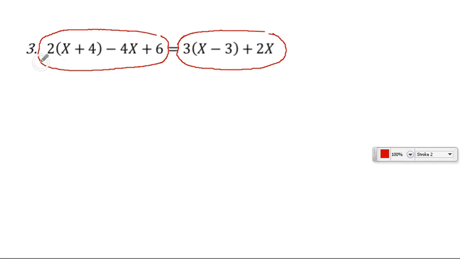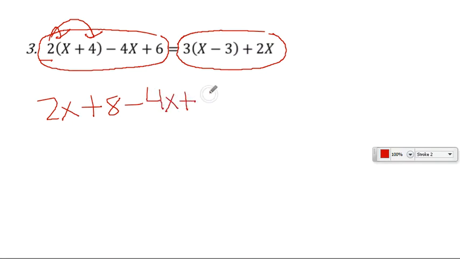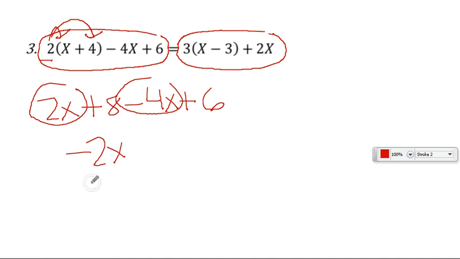Okay, so here we go. Because we have a 2 in front of a parenthesis, it needs to get multiplied by both of these terms. 2 times x is 2x. 2 times 4 is 8. Then we have a negative 4x and a positive 6. So let's continue simplifying here. 2x and negative 4x are like terms, so they would combine to make a negative 2x. And then 8 and 6 are like terms, so that would be a positive 14 equal to.